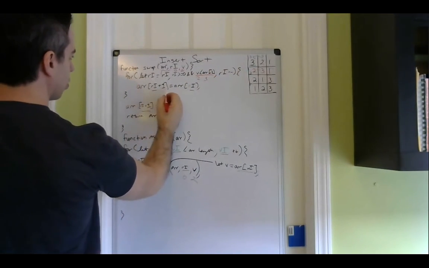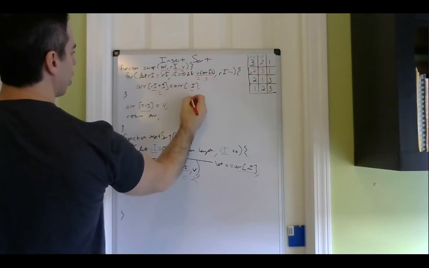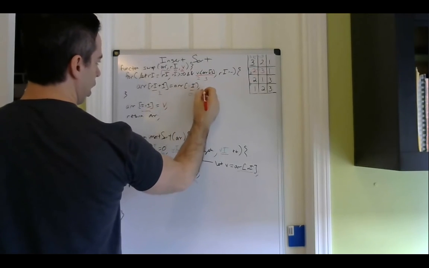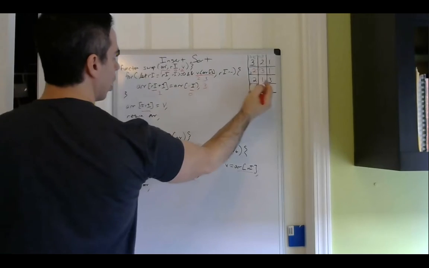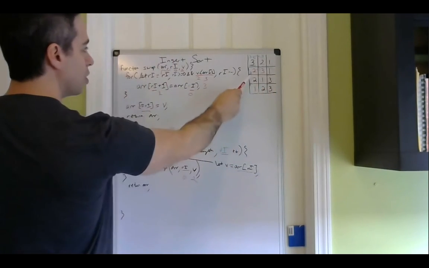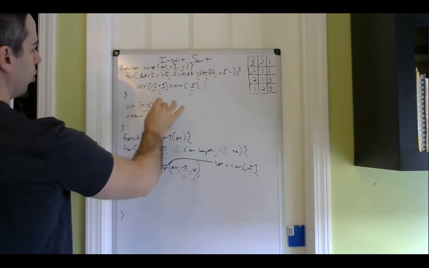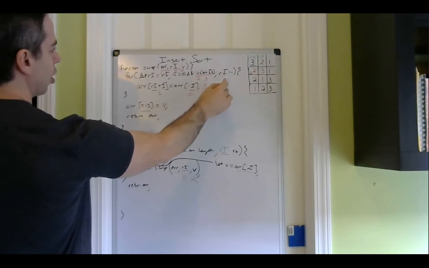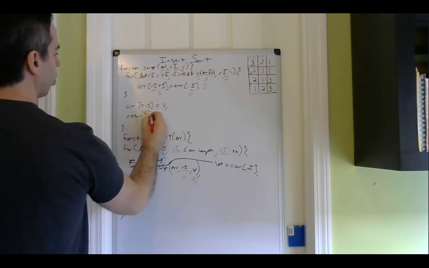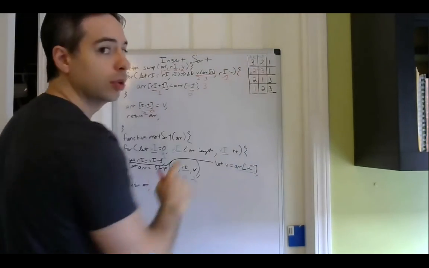Array of right index plus 1, which is 1, is equal to array of right index, array of 0. The actual value in there is 3. So that puts your 3 right there. 3 is still here. How do we get 2 into there? Okay, we'll keep going. Right index has been decremented. This is now -1. -1 plus 1 is 0. Array of 0 equals the value. 2, 3, 1.